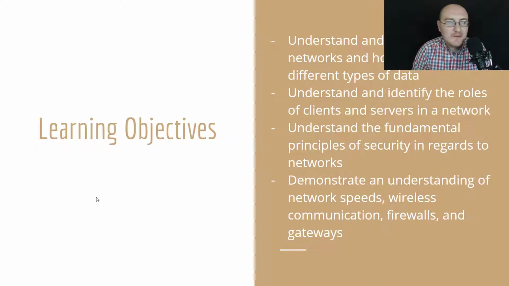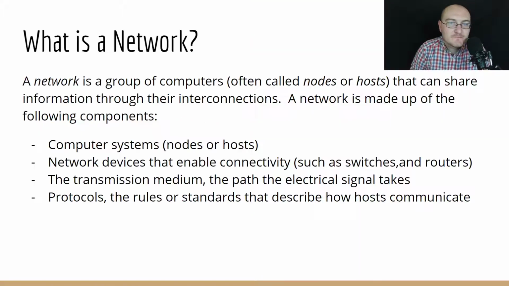There we go. Okay, so learning objectives. I'm kind of covering up a little bit of them, but I'll read them out loud to you. We want to understand and evaluate different networks and how they transmit different types of data. We're going to understand and identify the roles of clients and servers in a network. We're going to understand the fundamental principles of security in regards to networks. We're going to demonstrate an understanding of network speeds, wireless communication, firewalls, and gateways. We're going to do all that in this briefing.